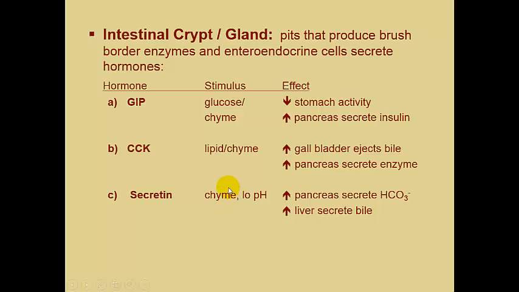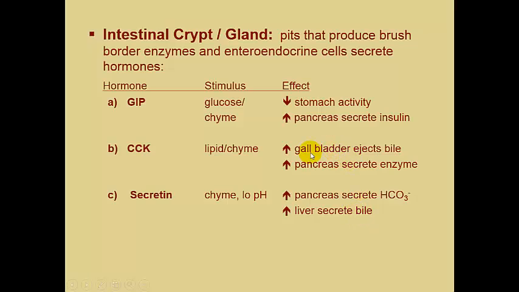Secretin, also stimulated by chyme, and is specifically stimulated by the acidic nature of chyme, causes the pancreas to secrete the bicarbonate ion, which neutralizes the chyme, again helping to raise the pH, bringing it more towards a neutral level, which the small intestine works best under and appreciates. Also stimulating the liver to secrete the bile.